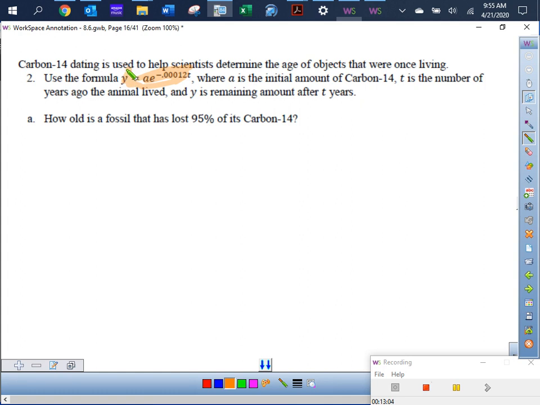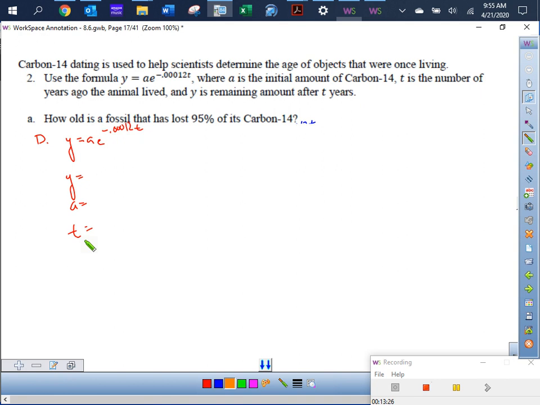They just say use this formula, where A stands for the initial amount of carbon-14. That's kind of like your principal. And T is the number of years ago the animal lived. And Y is the remaining amount of carbon-14 after it's lived T years. So let's do that. We'll write our formula down. Let's define what we know. We know our formula, and the variables in it are Y, A, and T.